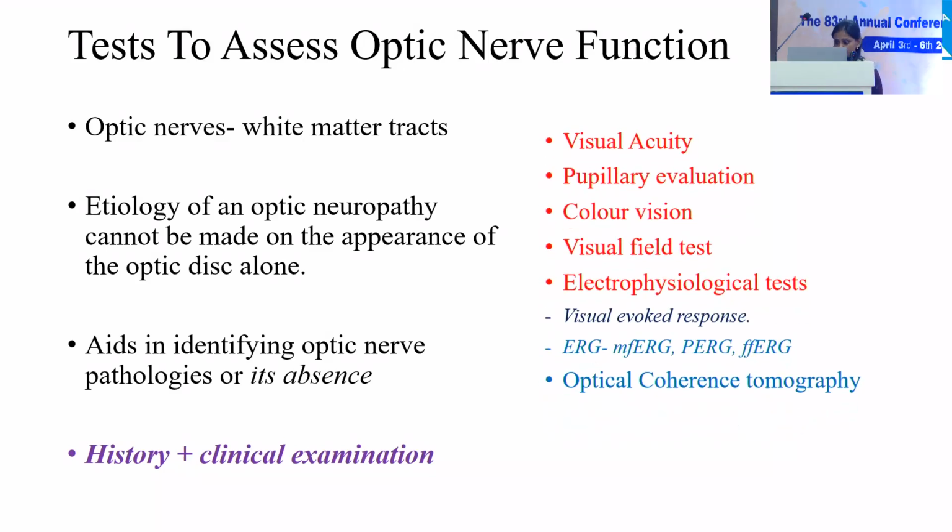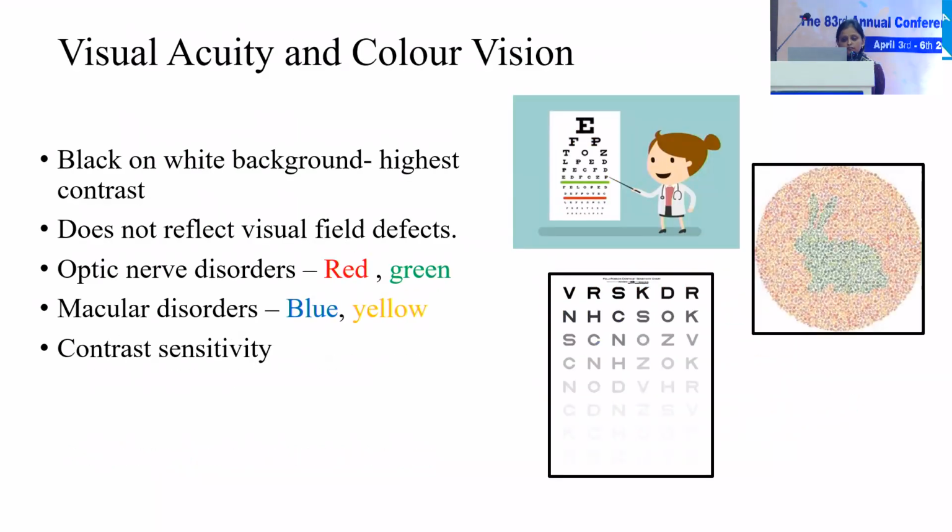So these are the optic nerve function tests. Visual acuity is best tested with black on white background as it renders the highest contrast, but it does not reflect the visual field defects. Color vision, which is commonly tested with Ishihara's charts: in optic nerve disorders, red and green is predominantly affected, while it is blue and yellow in macular disorders.